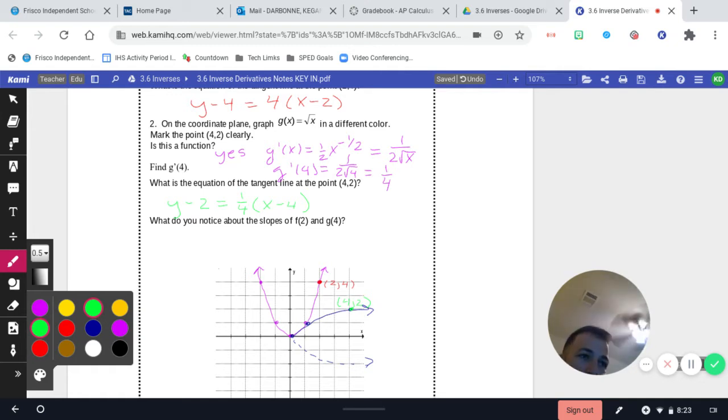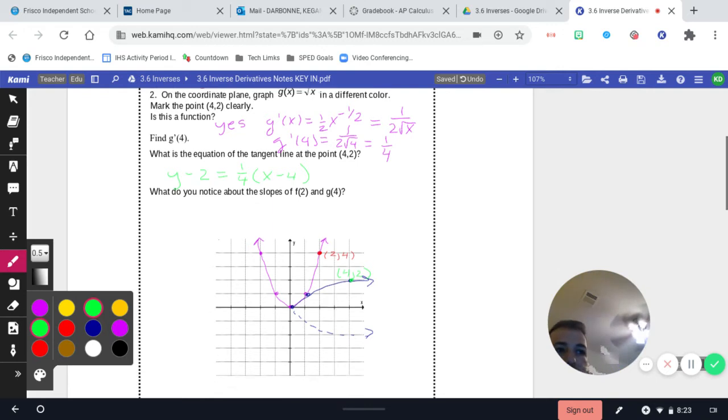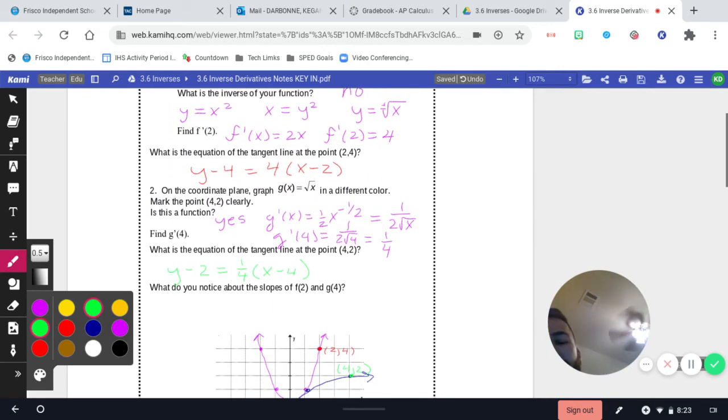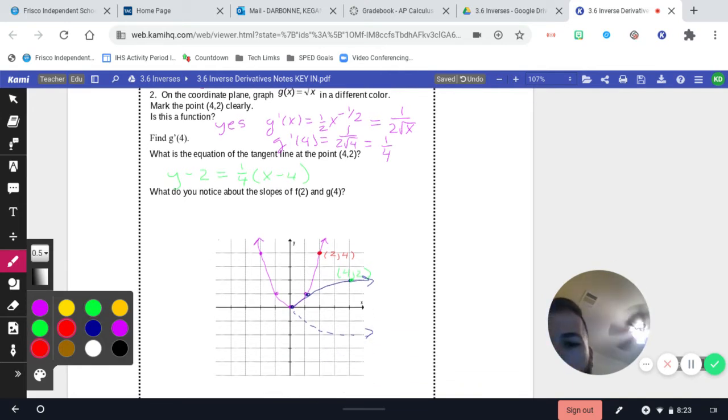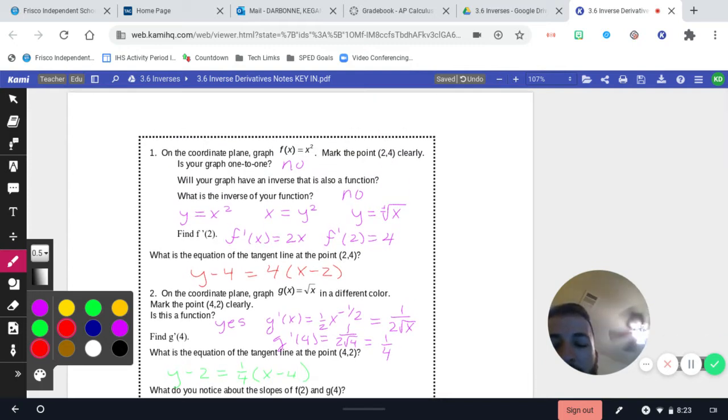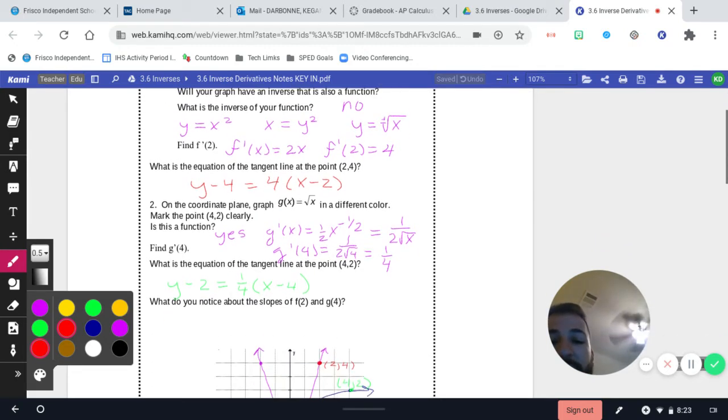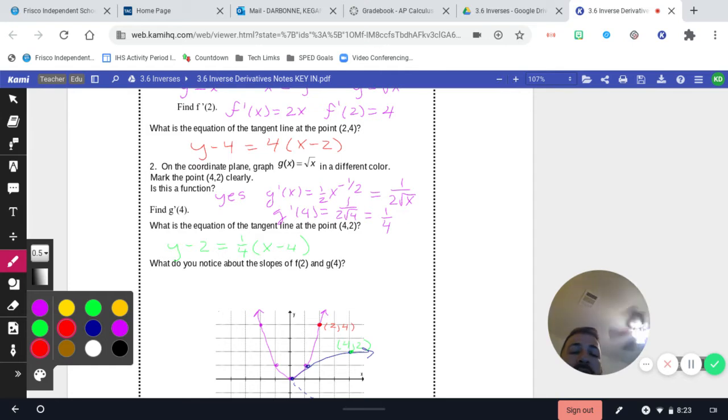Okay, so let's talk about this just a little bit. My slope of my original function, f of x, was positive 4. My slope of g of x was positive 1/4. Okay, so what is the relationship between 4 and 1/4? Well, the relationship that you should notice between them is that they are the reciprocals of each other.